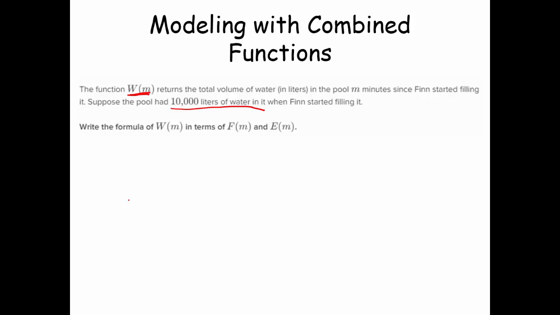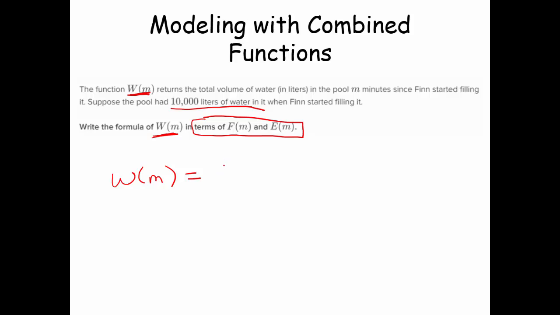So now this is sort of a notational issue. They want us to write the formula for W of m in terms of f of m and e of m. So this "in terms of" means that when I write this equation for W of m, on the right-hand side, I need to be seeing f of m and e of m. I need to be using those two functions and any other values that I need to account for how much water is in the pool.